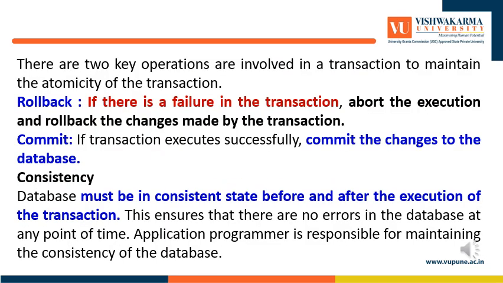There are two key operations involved in a transaction to maintain its atomicity. Rollback: if there is a failure in the transaction, abort the execution and roll back the changes made by the transaction. Commit: if the transaction executes successfully, commit the changes to the database.